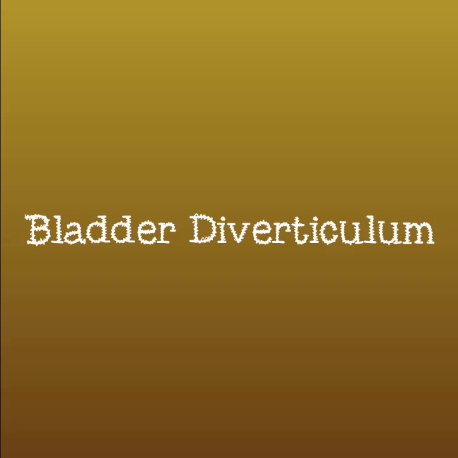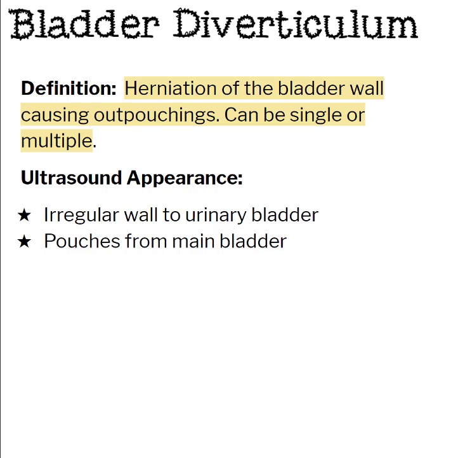So our first pathology that we're going to discuss is bladder diverticulum. Now, bladder diverticulum is defined as herniation of the bladder wall causing outpouchings. These can be a single outpouching, or you can have multiple outpouchings on various surfaces of the bladder. On ultrasound, we are able to detect these fairly well. If the bladder is relatively full, what we'll see is an irregular wall on the urinary bladder, and then these little pouches that come off of the side of it.